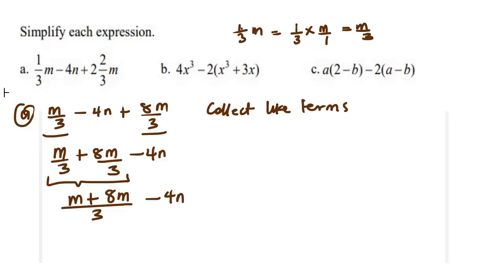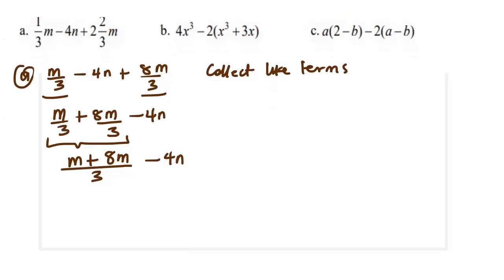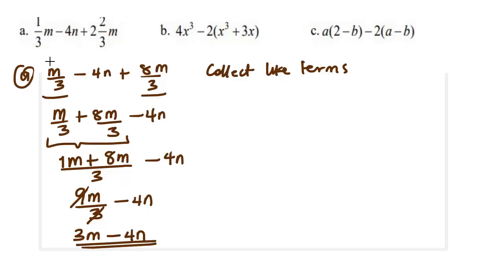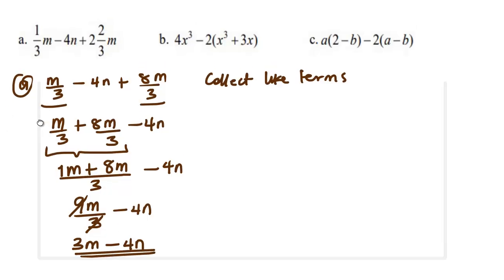So m plus 8m, m in this case is like saying 1m. 1m plus 8m will give us 9m over 3 minus 4n. So 3 in 9, that is 3. So the final answer will be 3m minus 4n. So that is how we got that answer for A.